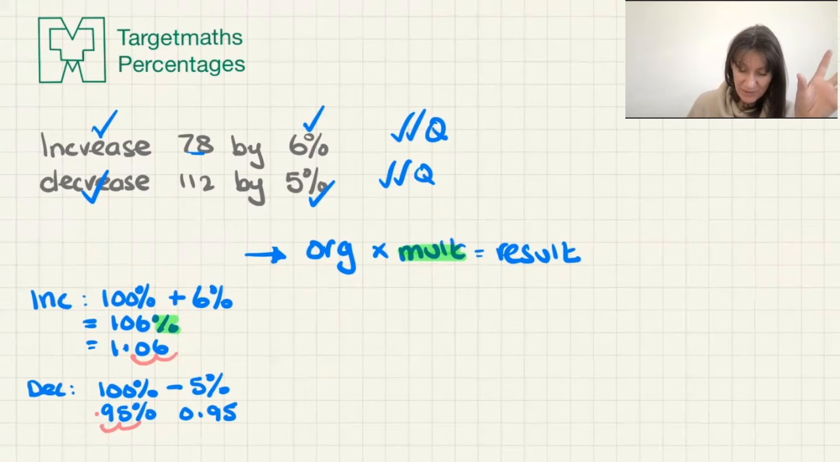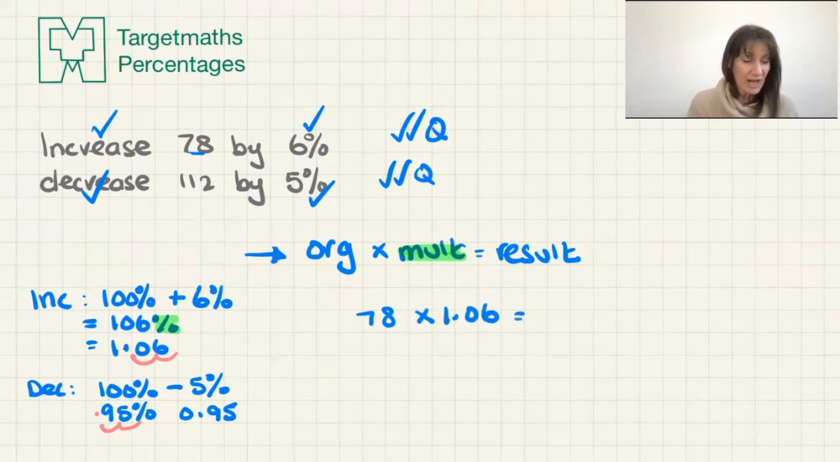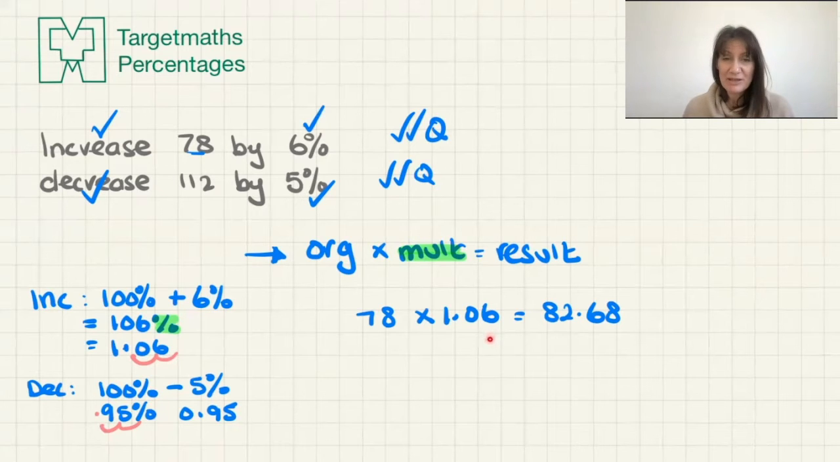So for the increase question, I have 78 for my original. The multiplier was 1.06. And I literally put that in my calculator, and I get the answer 82.68. So a calculator is going to do the work. Even if it wasn't a non-calculator paper, that would be easy to do. We've got our long multiplication methods. We'll just use that, and we will still get the answer fairly easily.